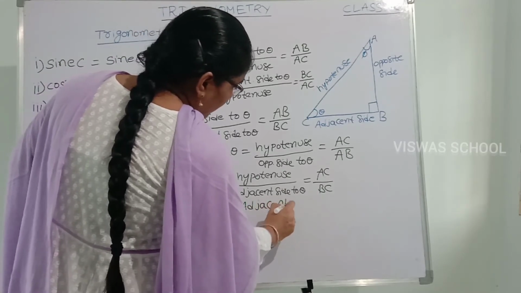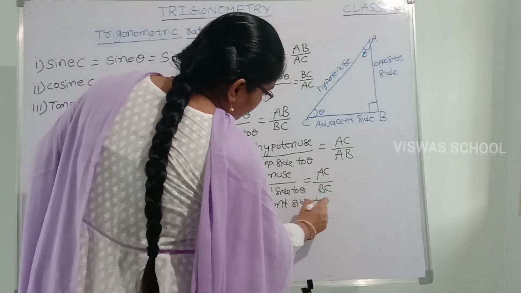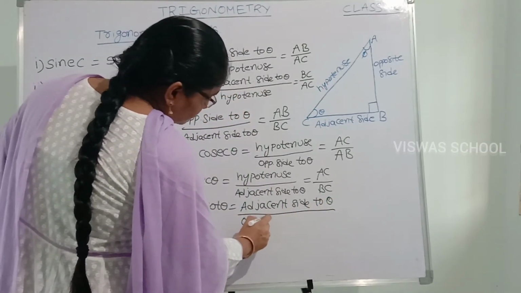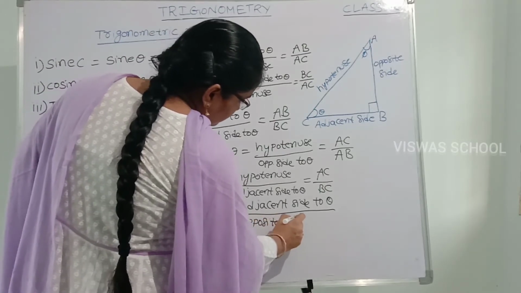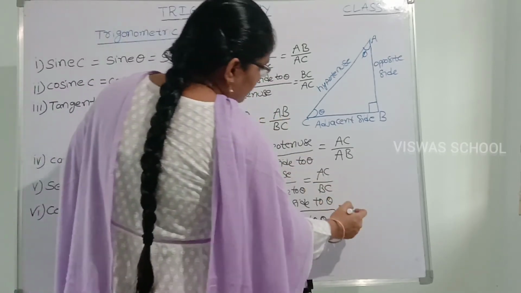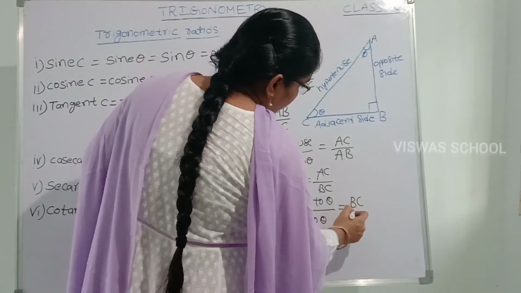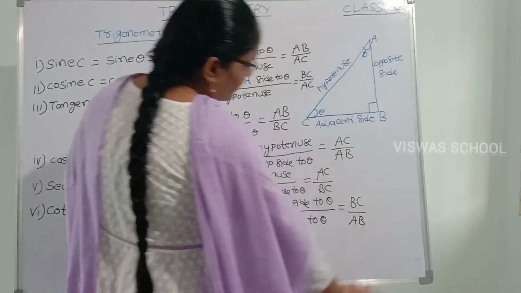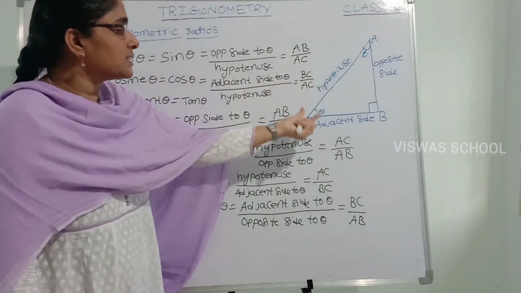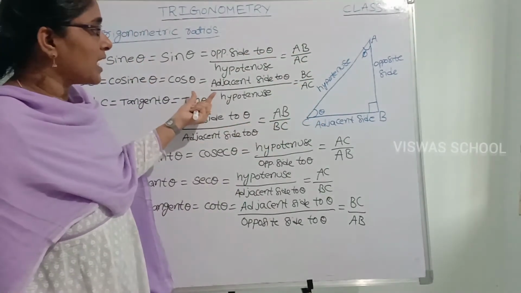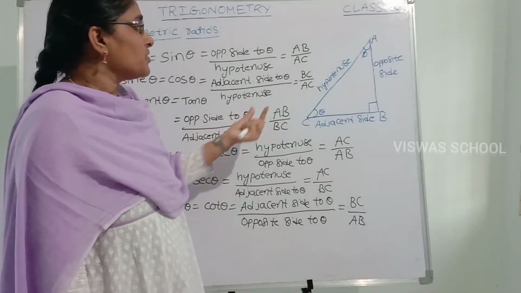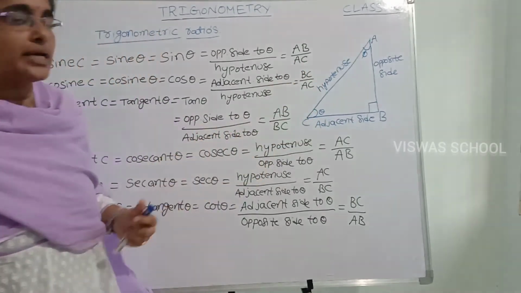Adjacent side to theta by opposite side to theta. Opposite side to theta. That is BC by AB. See here, sin theta means opposite side by hypotenuse, and cos theta means what? Adjacent side by hypotenuse, and tan theta means what here? Opposite side to theta by adjacent side to theta.